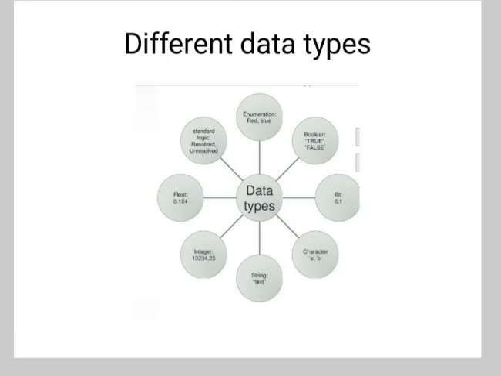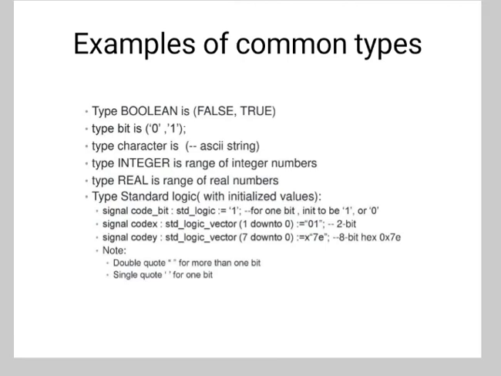Then there are some different data types, that is enumeration, boolean, bit, character, string, integer, float, and standard logic. So these are different data types.